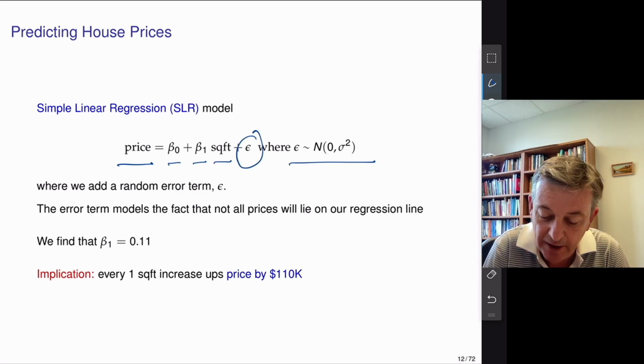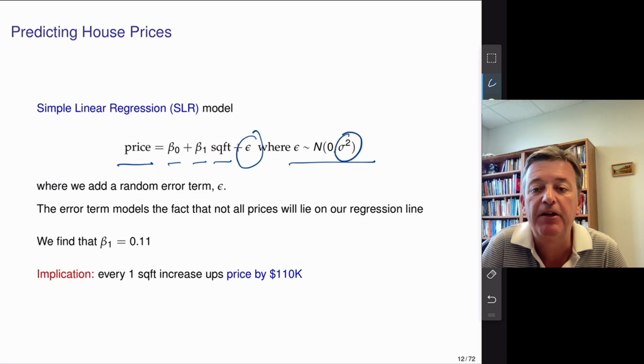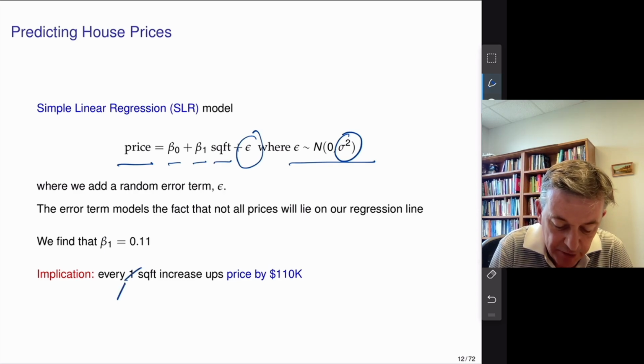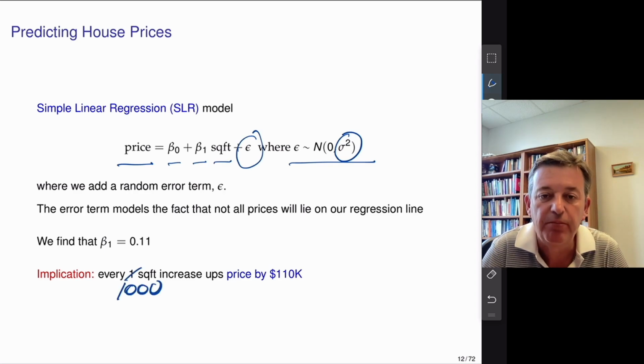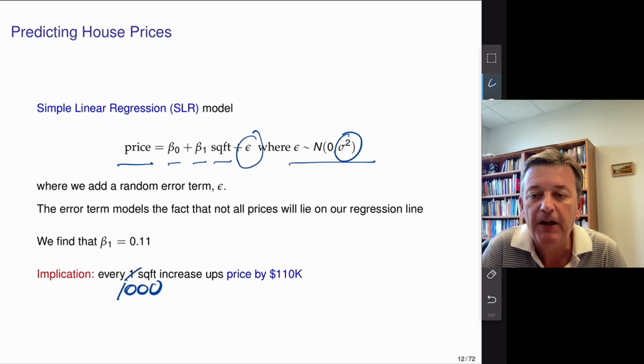And again, just like in the basic statistics week, we'll be able to provide an estimate, a little s squared, of our error variance, and we'll also be able to apply our diagnostics to see whether that assumption holds true. And so for every 1,000 square feet increase in price in this data set, it'd be 110,000 increase in the price.